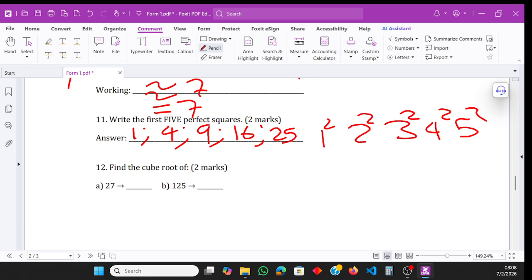Now, the last question I assume, find the cube root of 27. We're saying which number can you multiply by itself thrice to give you 27? That number should be 3. Which number can you multiply by itself thrice to give 125? That number should be 5.